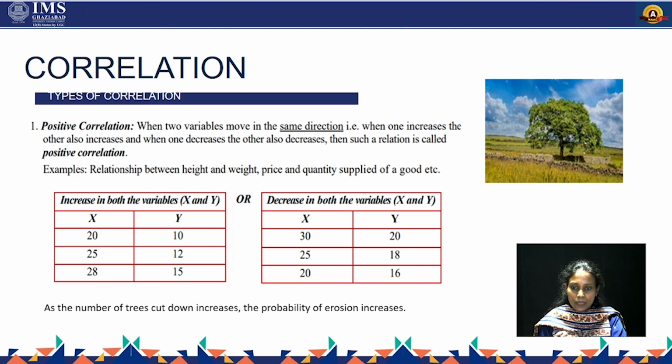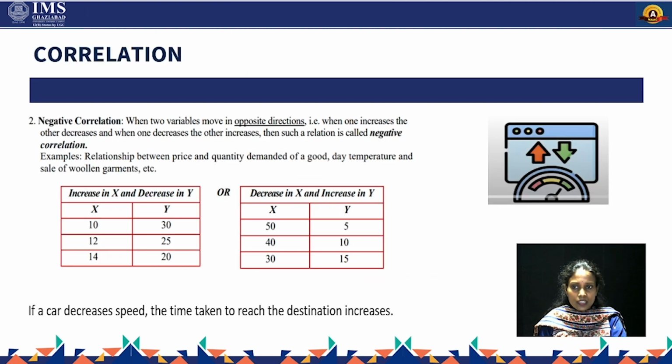Also, one more example is when the number of trees cut down increases, the probability of erosion also increases. Second is negative correlation. When the two variables deviate in the opposite direction, that is, on increasing one variable, the other variable decreases, or on decreasing one variable, the other variable increases, then the correlation is negative.